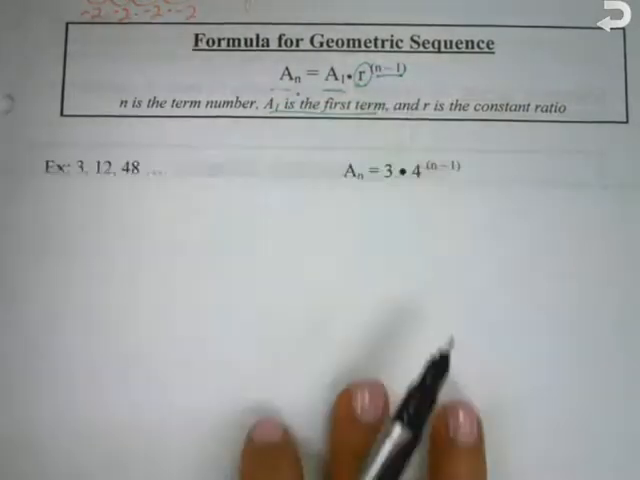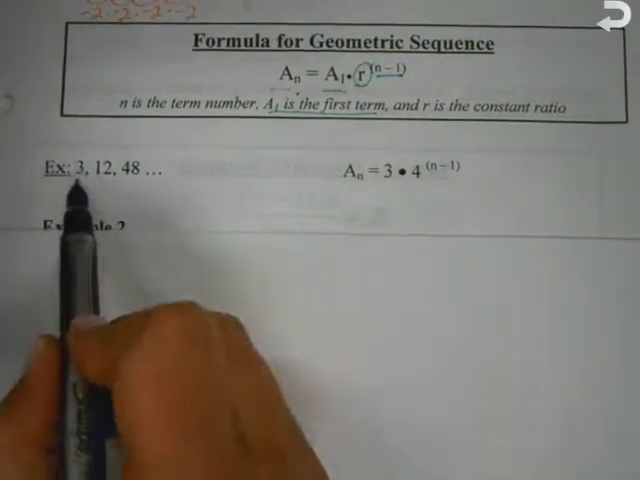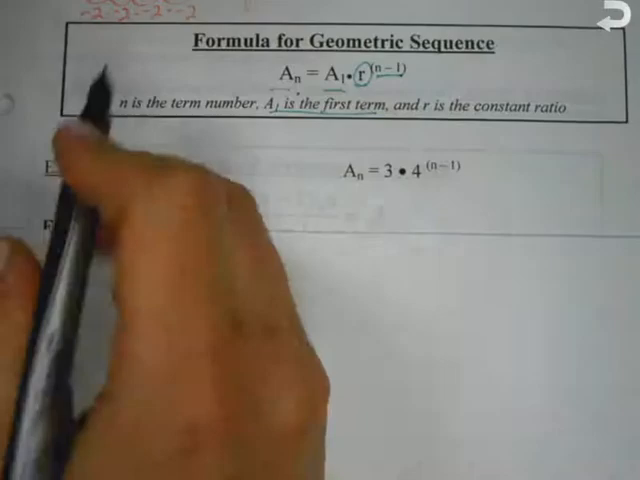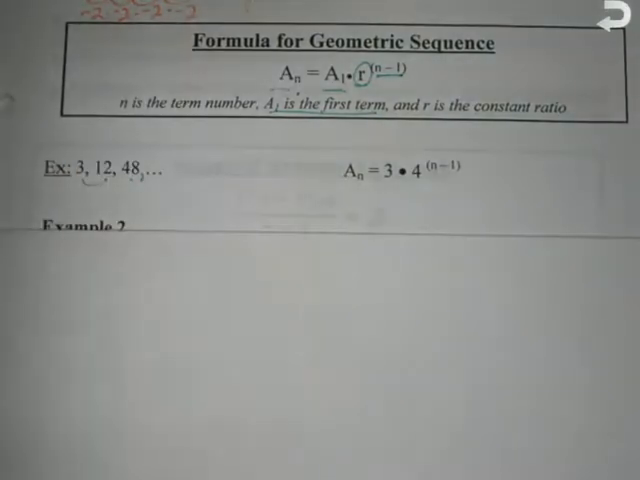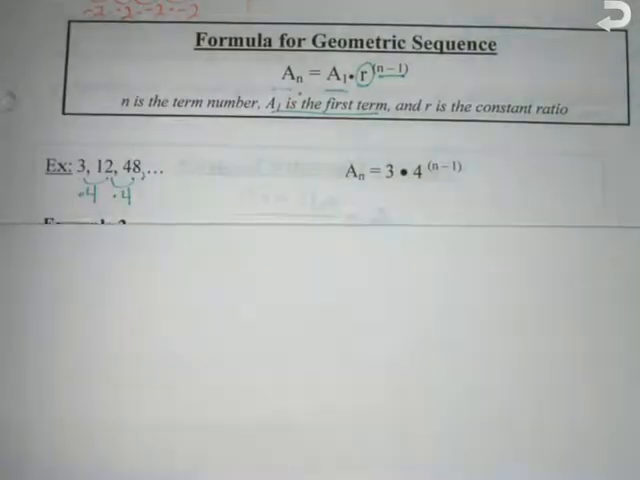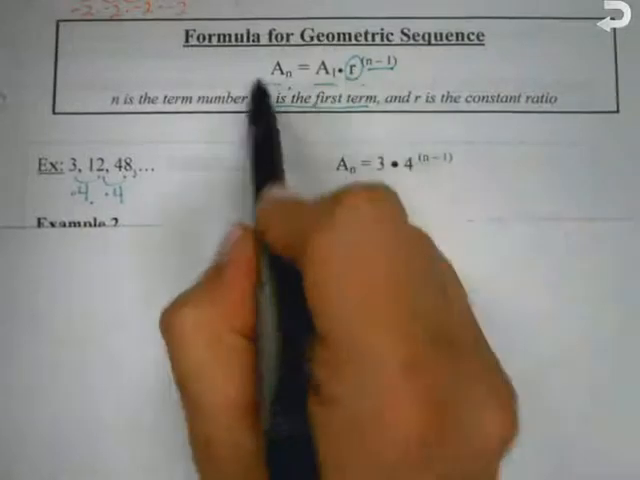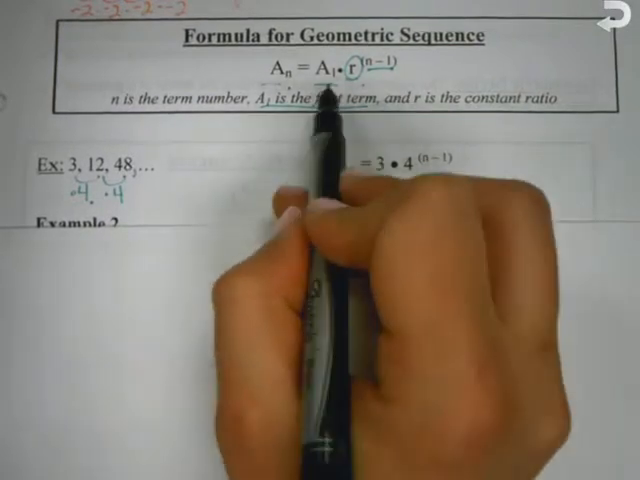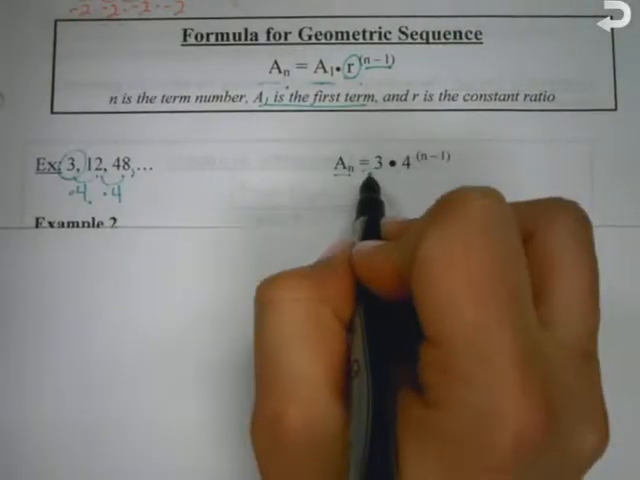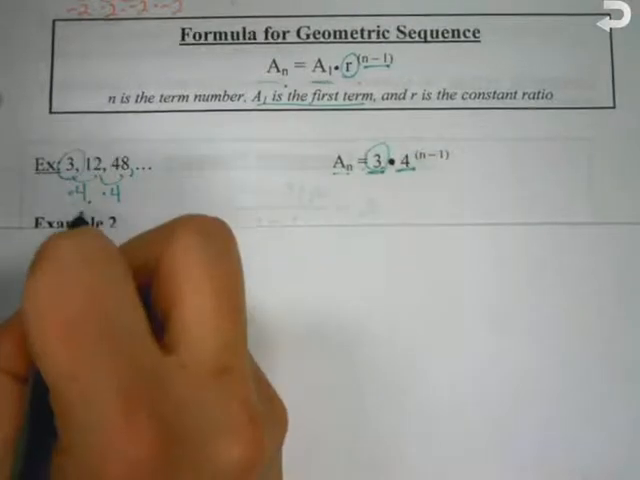So, for example, the sequence 3, 12, 48, dot, dot, dot. What am I multiplying by each time? 3 times 4 gives me 12, and 12 times 4 gives me 48. So my R is 4. I'm going to plug it into this formula. A sub n equals A sub 1, the first term. What's the first term? 3. So we just plug 3 in here, times R, the ratio, which is 4, raised to the power of n minus 1. And that would be your answer.